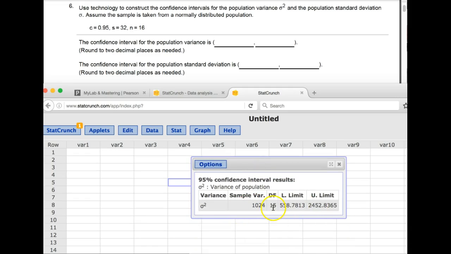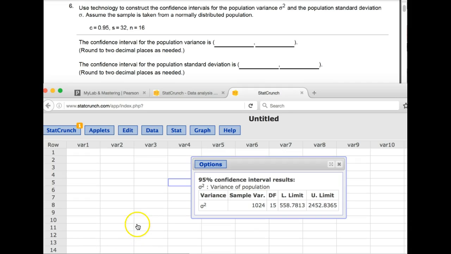We get our degrees of freedom, which is 15. The lower end is 558.7813, and the higher end is 2,452.8365.